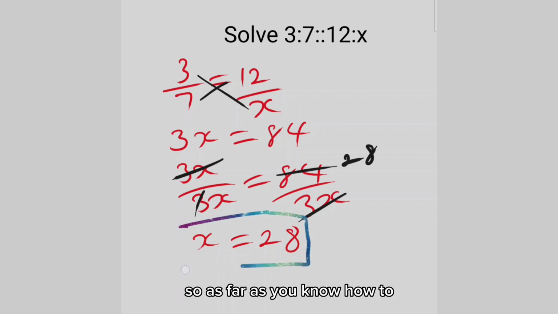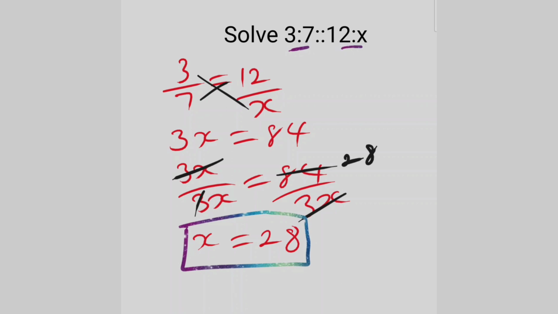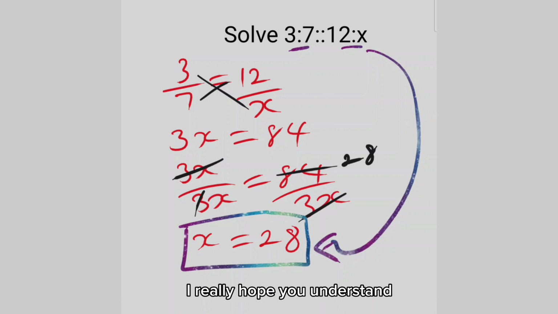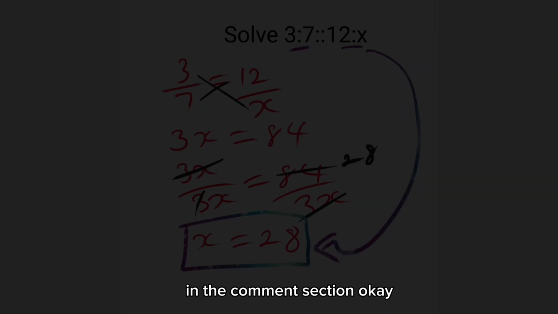So when you see a question like this, first of all, you set out your question first: 3 over 7 equal to 12 over x. Then it's going to be easy for you to solve the rest of it. I really hope you understand. And if you have any question, just let me know in the comment section, okay?